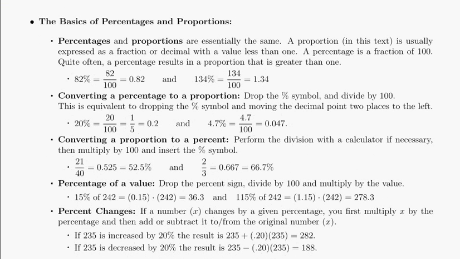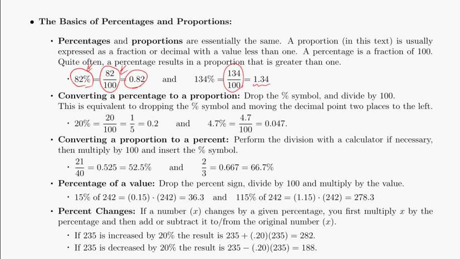Basically, a percentage is a fraction of 100, and so 82% is just 82 out of 100. And this is a percentage, that's actually a proportion, and you can write the proportion in decimal form like that. And it is possible to get greater than 100%. For example, 134 out of 100 is 1.34. So a percentage is just a proportion out of 100.